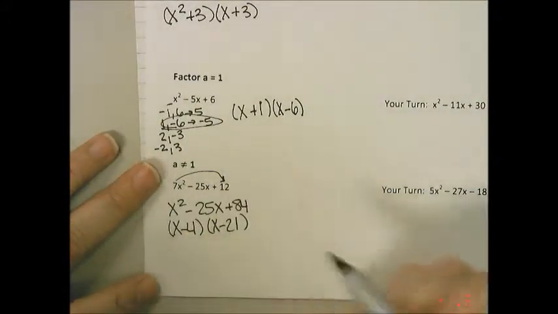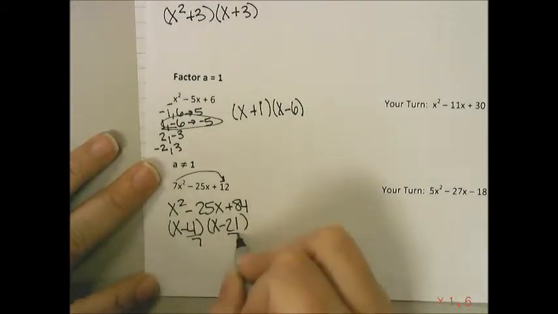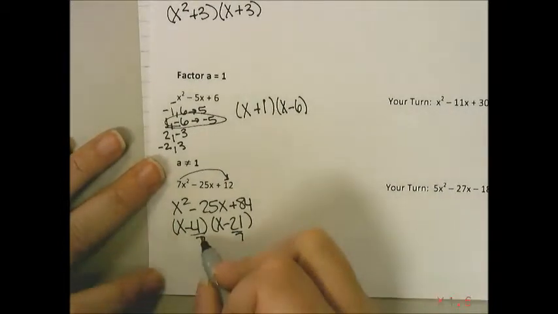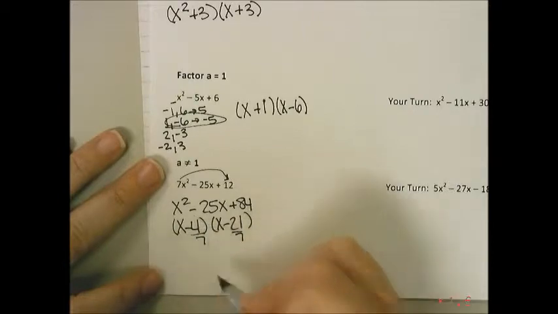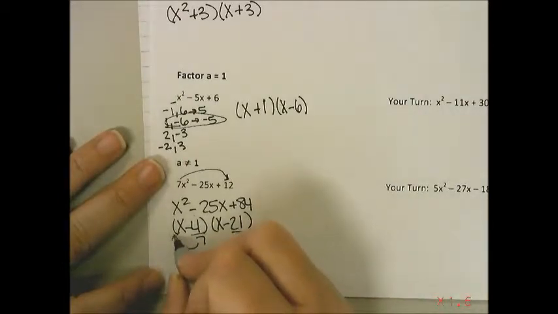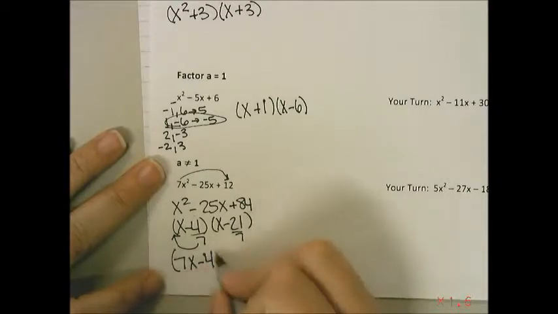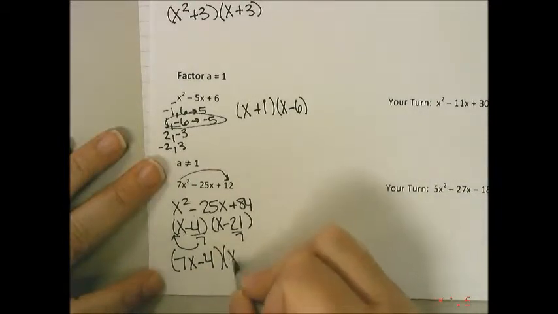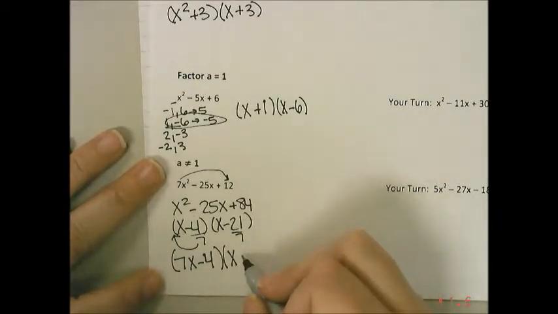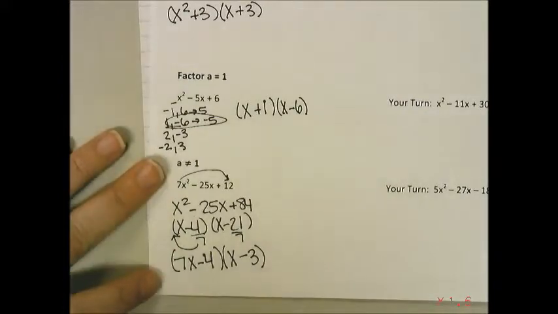Since we multiplied by the 7, we have to divide by the 7. We need to get that back out there. So this does not divide. 4 does not go into 7. So we're going to pull this 7 in the front. So that becomes 7x minus 4 in one parenthesis. And in the other parenthesis, this is x. 21 divided by 7 is 3. So it becomes x minus 3. So this is how we factor this.